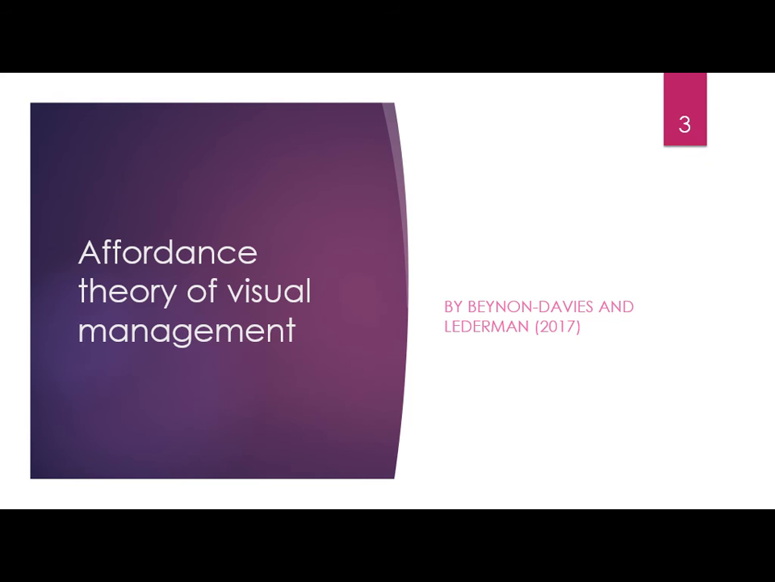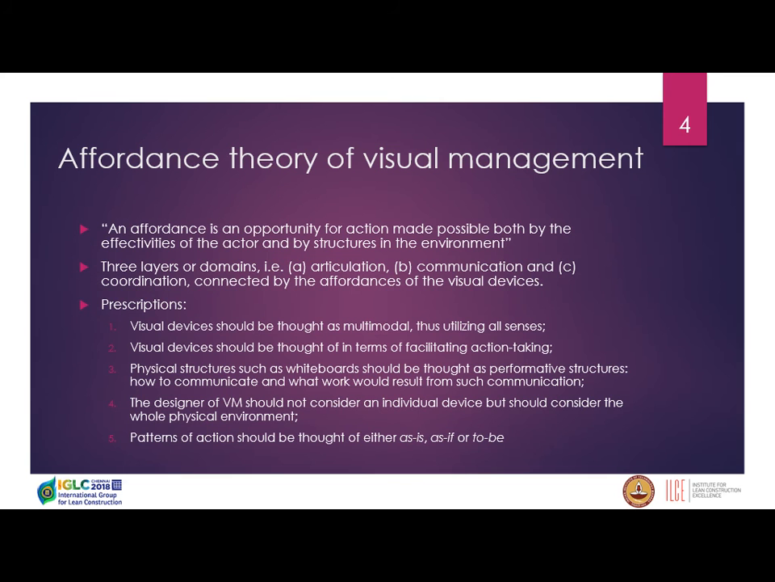But first, let's take a look at this affordance theory of visual management by Bainon, Davis, and Lederman. An affordance is an opportunity for action made possible both by the effectivities of the actor and by structures in the environment. They are defining three domains where visual devices are operating: articulation, communication, and coordination, and they discuss several other aspects. Now, I'm proposing that if you're interested in the topic, you read it. There are interesting things.